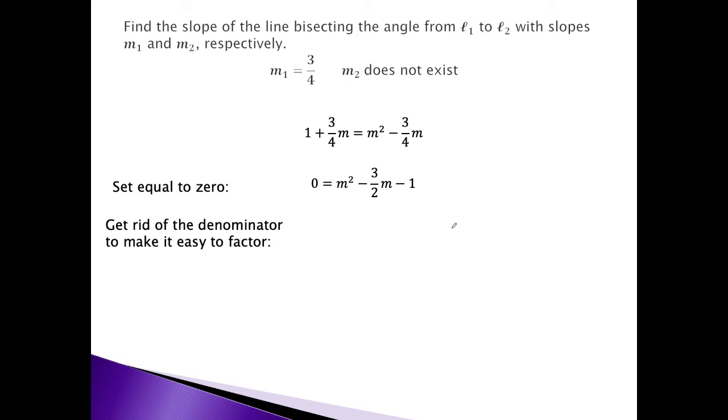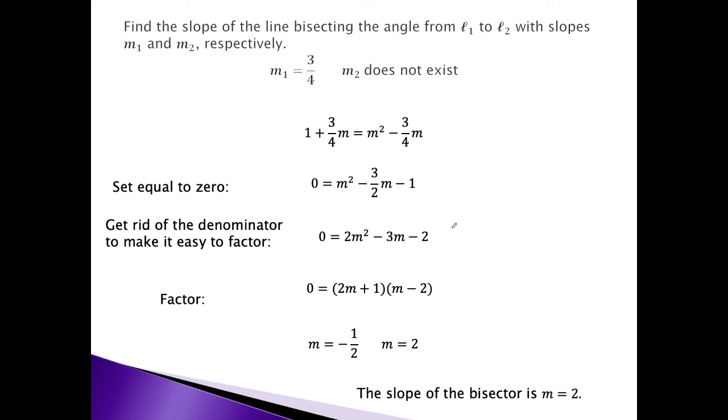Again, I'm going to get rid of the denominator because it'll be easier to factor, so I'm multiplying everything through by 2. So that's 0 equals 2m squared minus 3m minus 2. I factor this and I get 0 equals (2m plus 1)(m minus 2). Set each factor equal to 0, so I get m equals negative 1/2 and m equals 2. If I go back to my picture, I find that my slope is positive, so m equals 2.